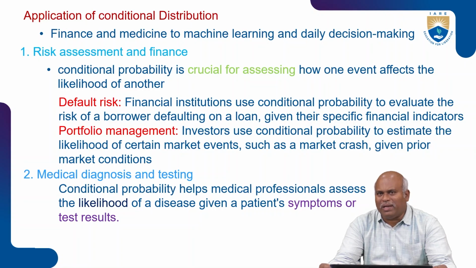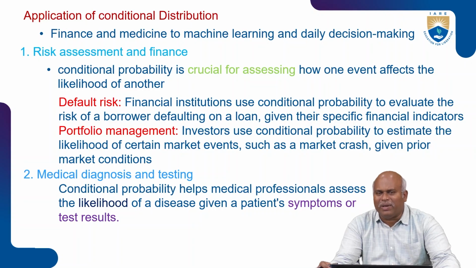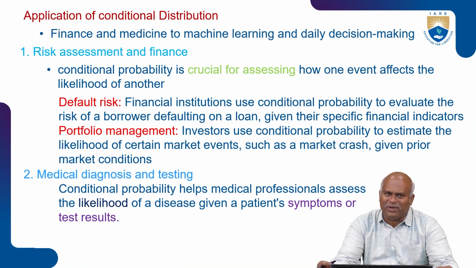Next one is portfolio management. This portfolio management is done for market events. We should predict exactly when the market is going to crash, when the market is going to go into a poor condition. For that purpose they are using conditional probability. Both of these cases are called risk assessment functions.